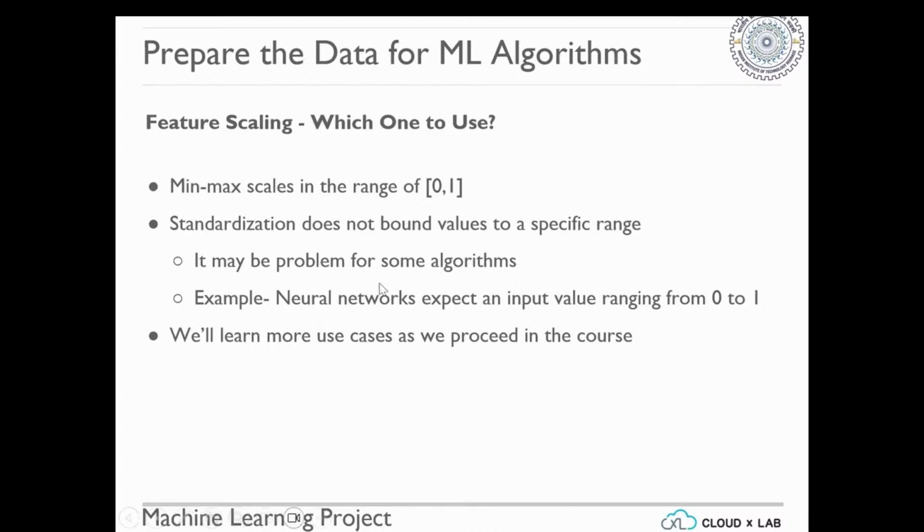So if we are training a machine learning model where the requirement is that the values have to be in this range, then we will use min-max scaling. And if we are dealing with audio data, video data, or image data, then we generally use standardization as a feature scaling technique, right?